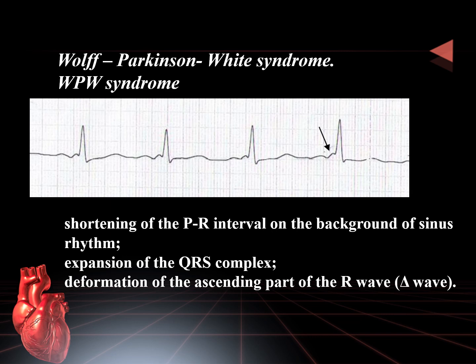The changes characteristic of WPW syndrome on the ECG include shortening of the PQ interval on the background of the sinus rhythm, expansion of the QRS complex, and the formation of the delta wave on the ascending part of the R wave. It is called the formation of the delta wave.